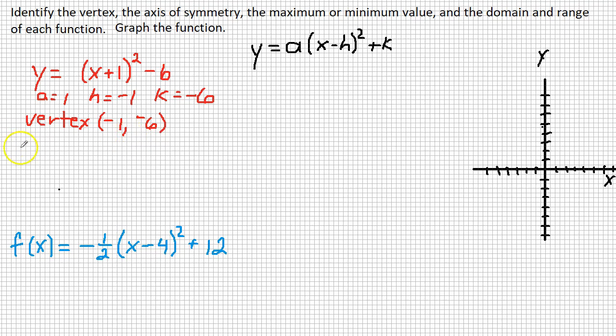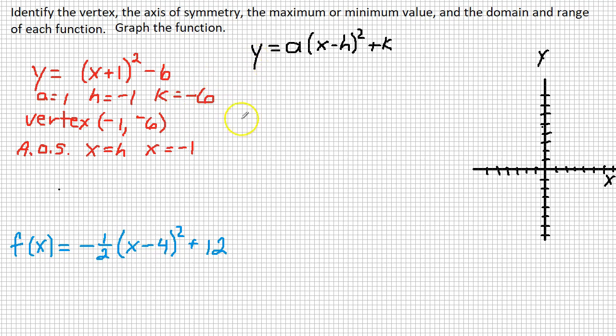Let's see, the axis of symmetry. I like to abbreviate it as AOS, axis of symmetry. It is the vertical line x equals h. Well, h is negative 1, so that means it is x equals negative 1. That is your axis of symmetry. Your maximum or minimum value is always related to your vertex. I'm going to go over that after I have drawn the graph, and I'm going to do the domain and range after I've drawn the graph.